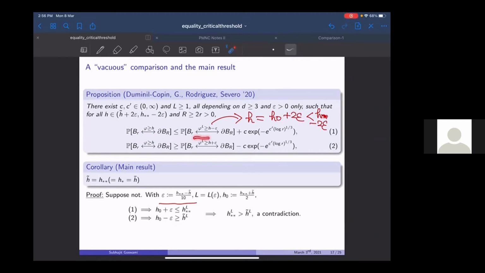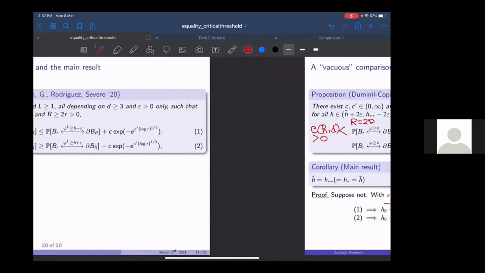What do I get then? I get a lower bound on this probability, in terms of the same lower bound, H0 plus 2 epsilon, for the Gaussian field. But what do I know about this particular H? H is H0 plus 2 epsilon, and I know that this is strictly less than H star star. That means I have a strictly positive lower bound on that. In particular, now this is very small, right? Remember what we're doing here: you can imagine capital R to be twice R. That's the definition, if you remember.